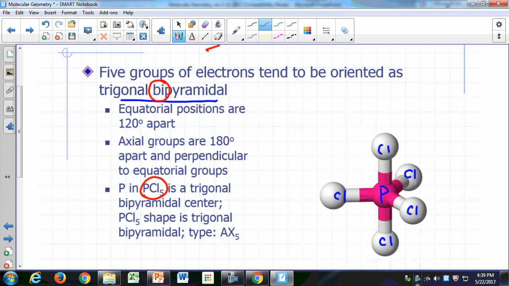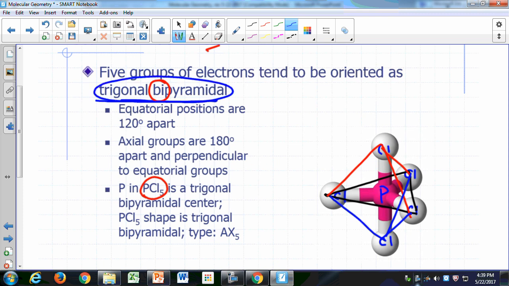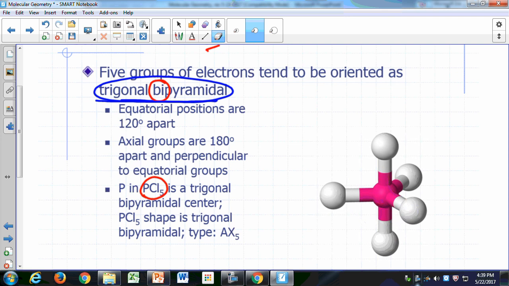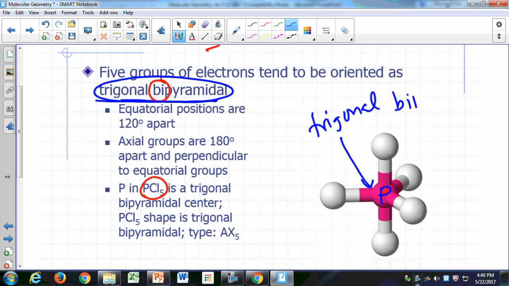Imagine you have 2 pyramids here with a triangular base. So here's your triangular base right here. These 3 chlorines form what's called the base of the pyramid. You have one pyramid pointing upward, and your other pyramid is pointing downward. So 2 trigonal pyramids, one pointing up, one pointing down. So it's a trigonal bipyramidal structure. Your phosphorus is a trigonal bipyramidal center.